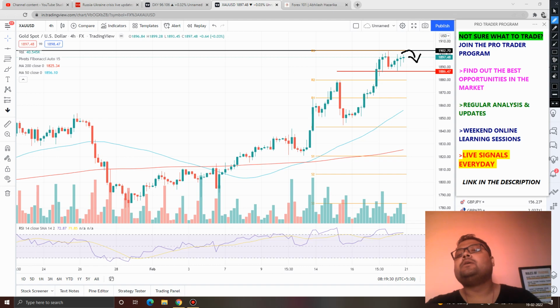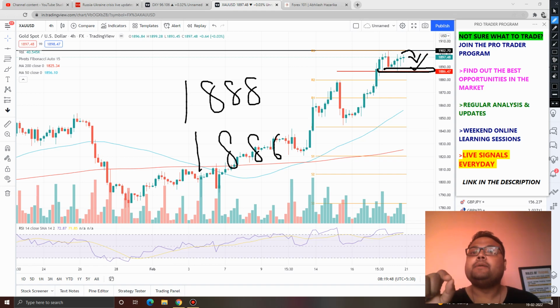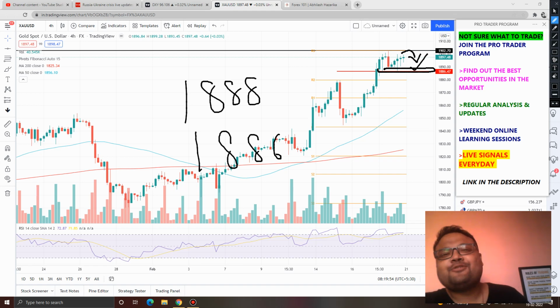If market comes down on Monday after the market opening, watch the market around 1881 or 1886 level. There's a good chance of market bouncing from this level. If market comes down and bounces from here, you can take a buy position. Confirmation is always important, because confirmation is the insurance of traders.